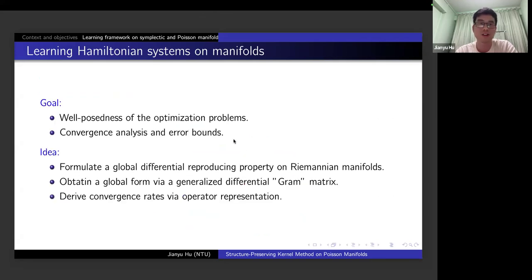The goal in this talk is to establish the well-posedness of the optimization problems and to derive the convergence rate and the error bounds. The idea is to formulate a global differential reproducing property on Riemannian manifolds, and then to obtain a global form of the solutions via a generalized differential Gram matrix. We will see it later. And finally, to derive the convergence rate via the operator representations.